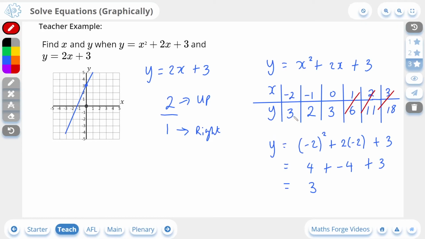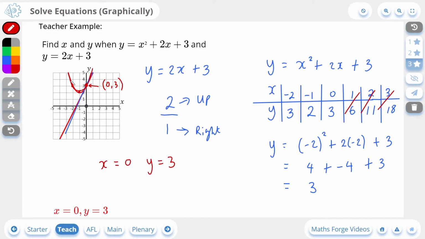So I'm now going to write these coordinates in, -2 and 3, -1 and 2, and 0 and 3. So I know that my graph is going to look something like this. And their intersection point is here, which is going to have an x and y coordinate of 0 and 3. So finding x and y for this is going to be as follows. X is equal to 0 when y is equal to 3. And if we check our answer, there it is.